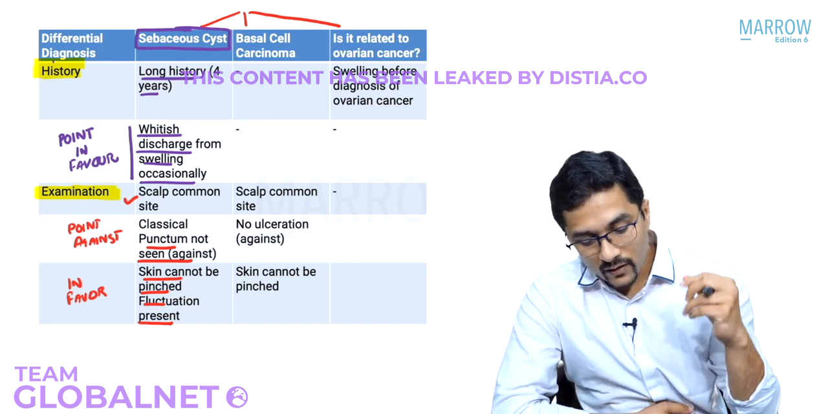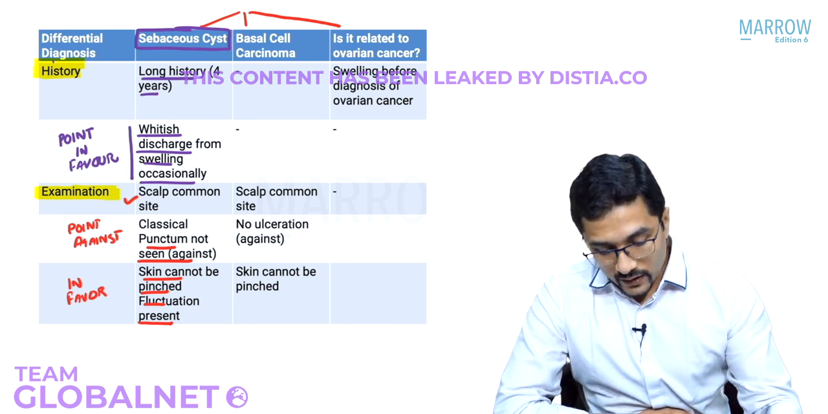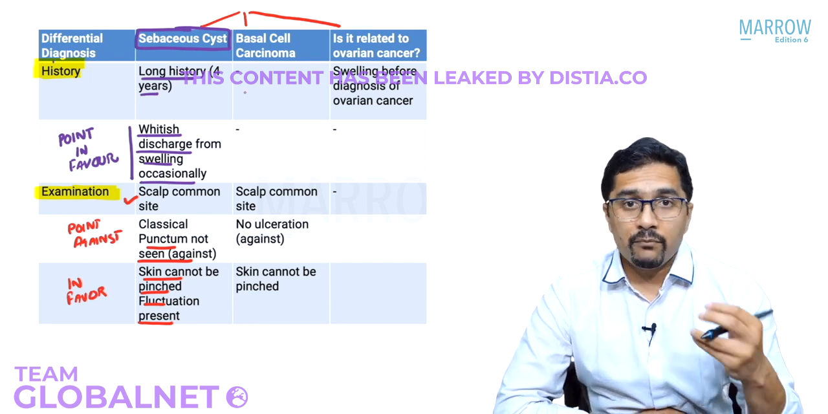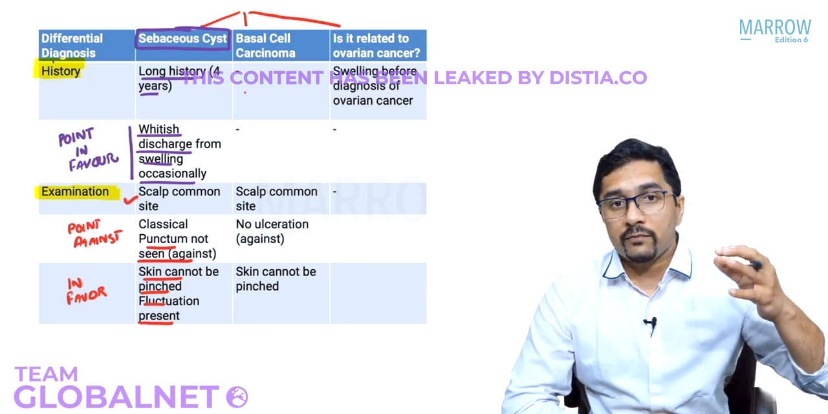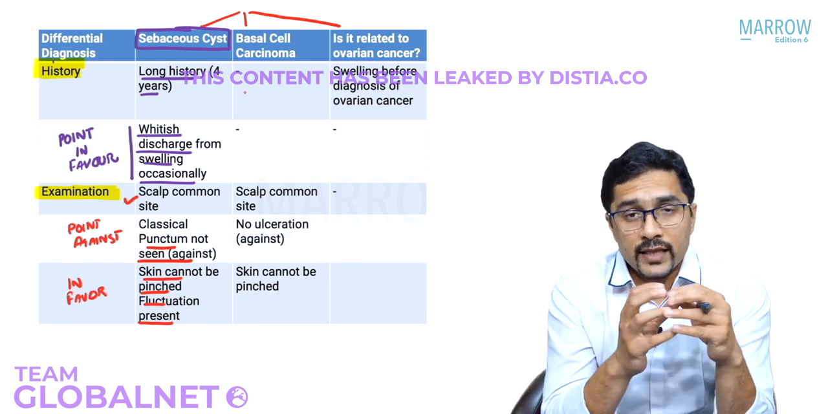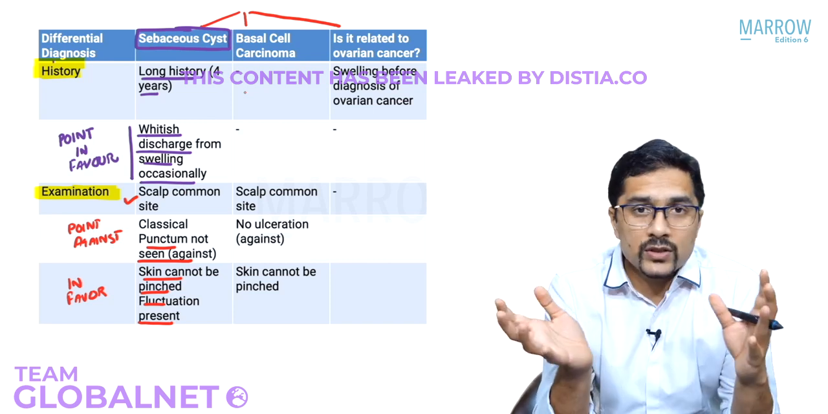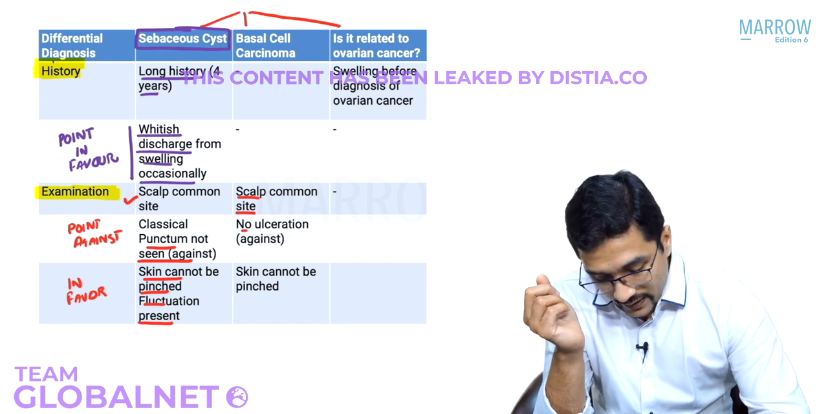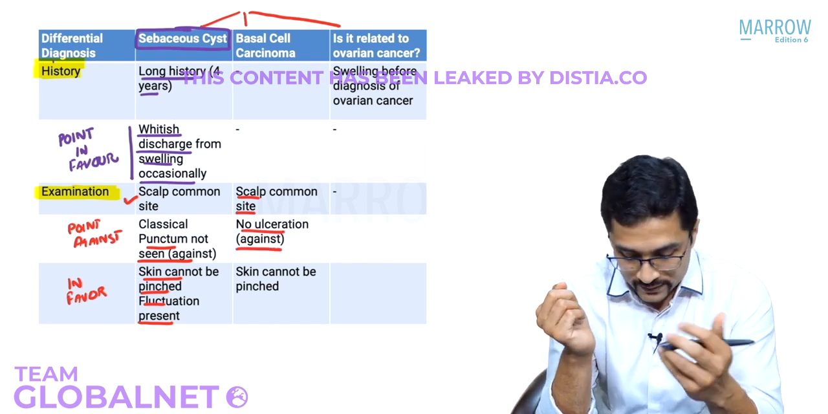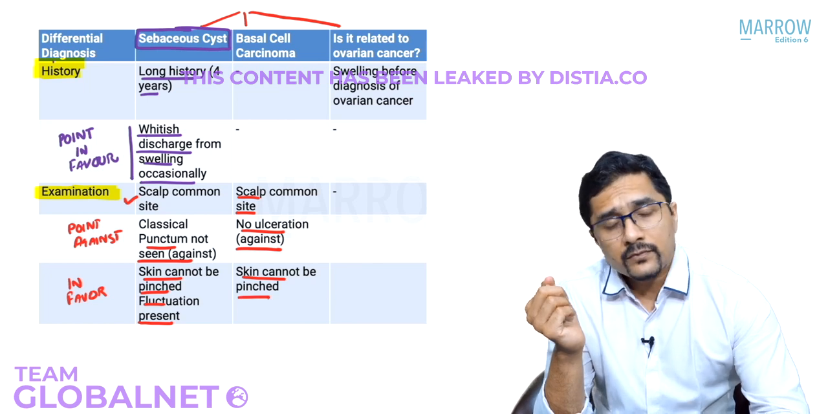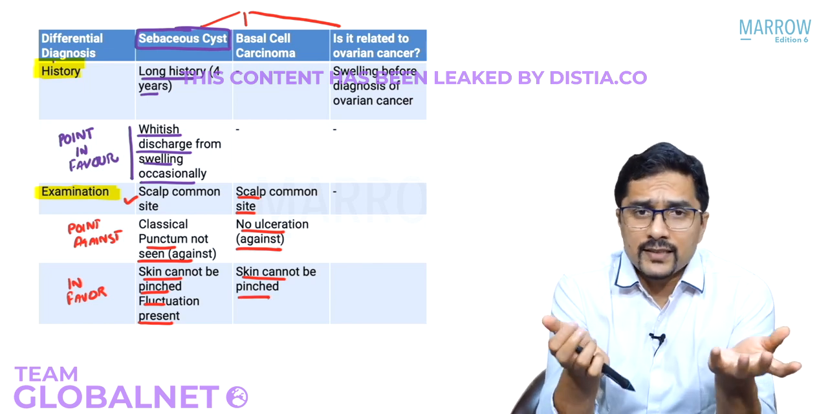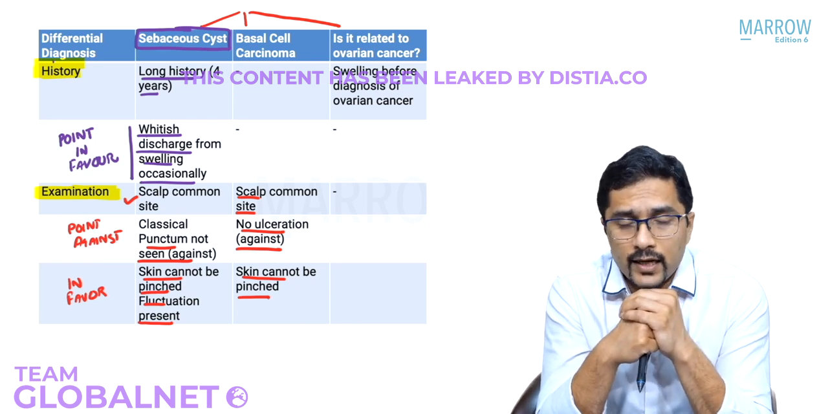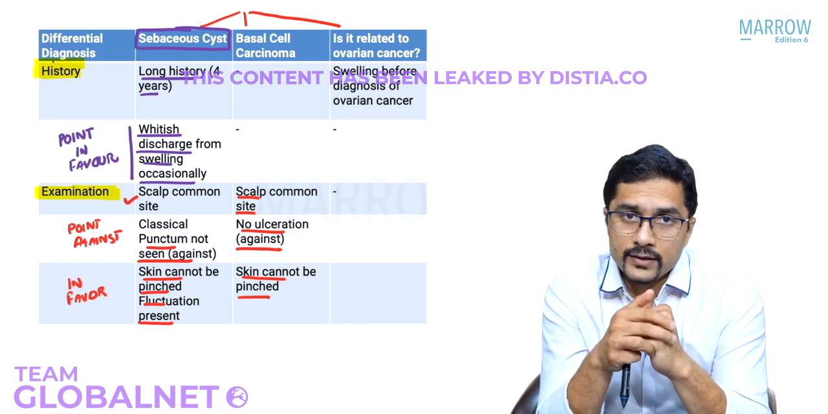Okay. Basal cell carcinoma. Now, basal cell carcinoma history, yes, it's a long history, but if it was such a long history, there would have been local invasion as well. There would have been increase in size. All those things are not there in this patient. Scalp is a common site. There is no ulceration, which is a point against, and the skin cannot be pinched. That means it's arising from the skin, so that is slightly in favor of it being a basal cell carcinoma, but other points are against it.